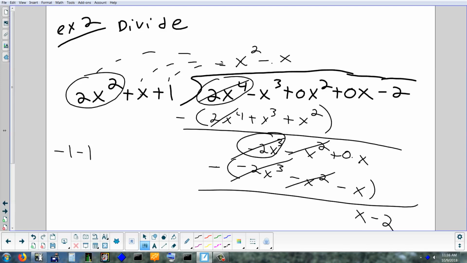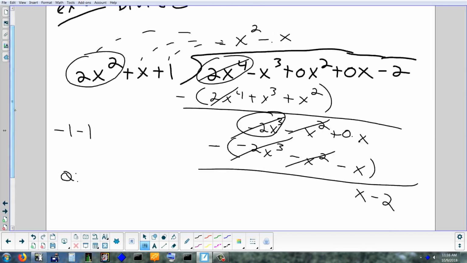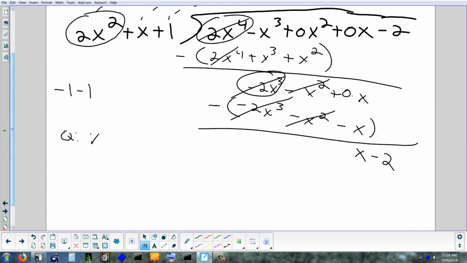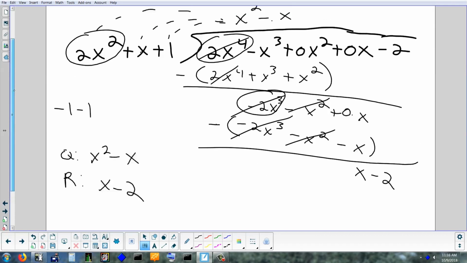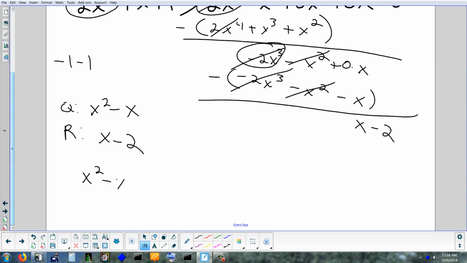Your exponent right now is a 1. On the outside, it's a 2, so it's now smaller. You can't keep dividing, you're done. So your quotient is x squared minus x, and your remainder is x minus 2. You could also graph this one and check if you wanted to write it this way: quotient plus remainder over divisor, 2x squared plus x plus 1.